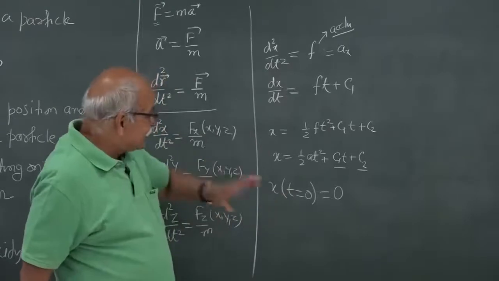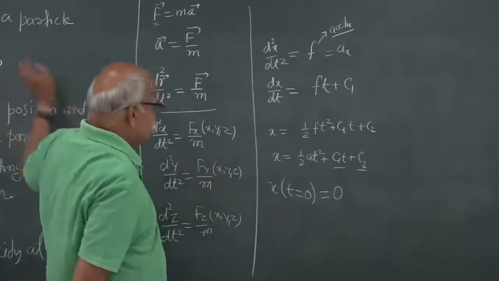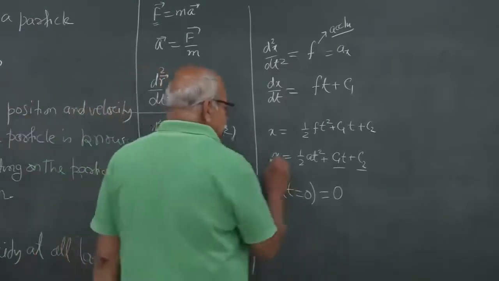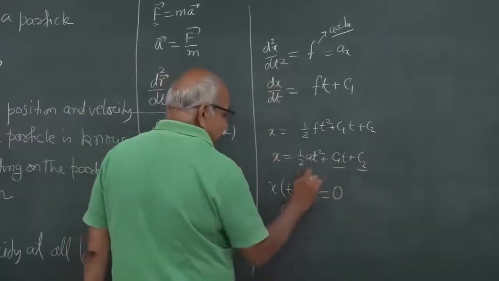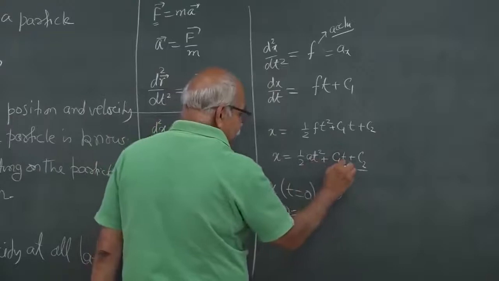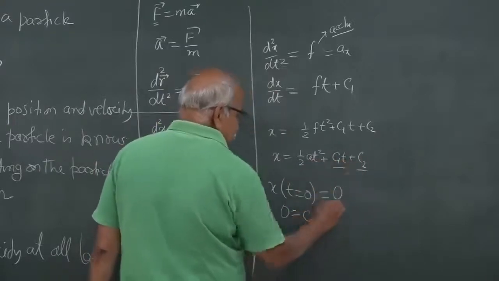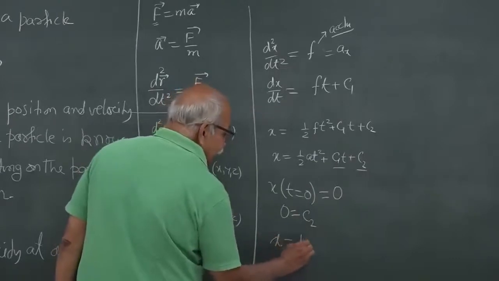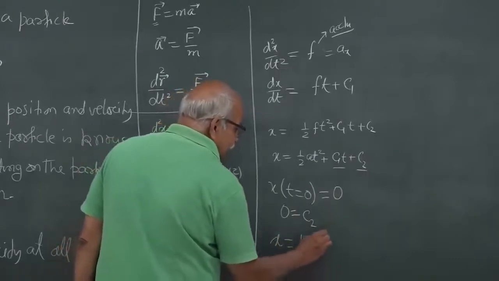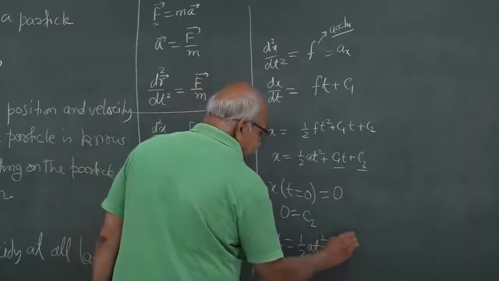So, if you have chosen this particular position at t equal to 0 to be 0, you can put it here. What do you get? 0 is equal to 0 plus c2. So, c2 is 0. So, you have x is equal to half a t square plus c1 t.